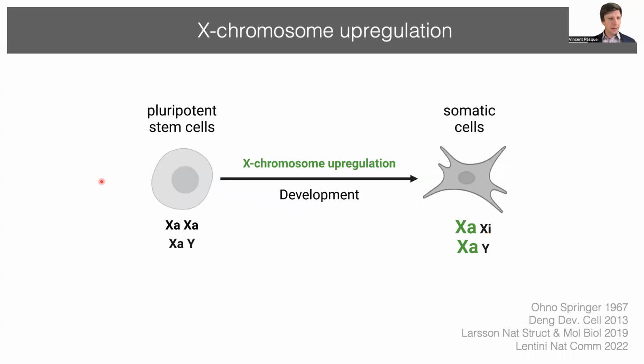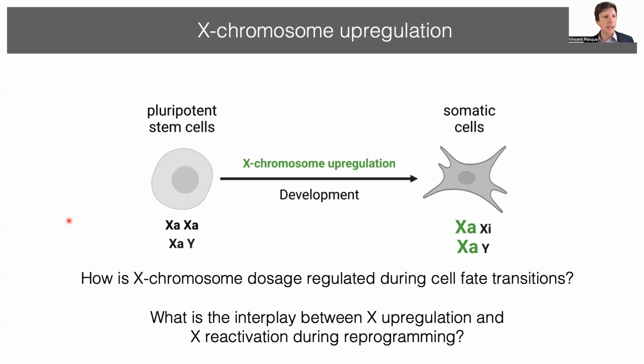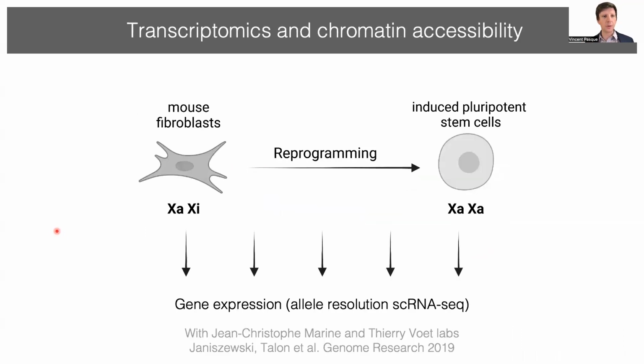So I told you that during development there is X inactivation. Well, one of the two X chromosomes inactivates and the other becomes upregulated. At least that's what we think is happening. And so we wanted to know, how is X chromosome dosage regulated during cell fate transition, and what is the interplay between X upregulation and X chromosome reactivation during reprogramming?